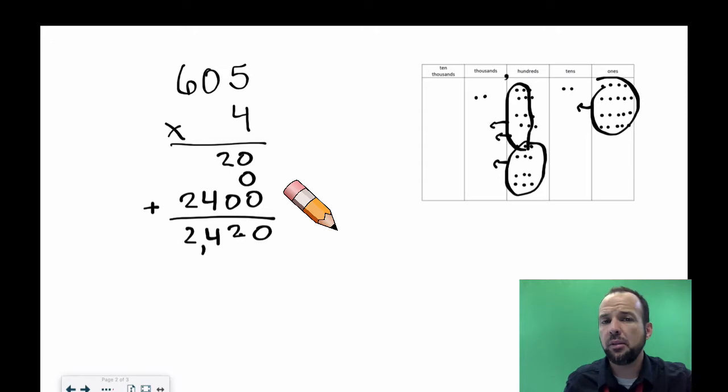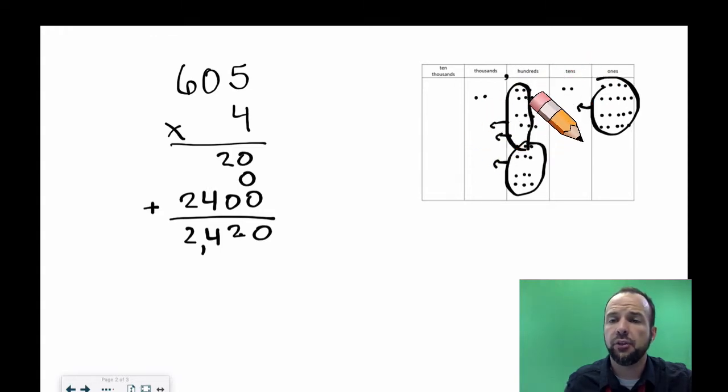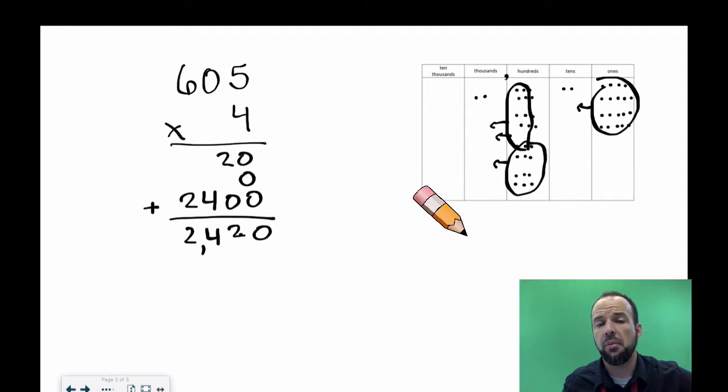So this one is a little bit different because we had to do some regrouping, right? We ended up with too many digits in the place value for each place value. Like our ones, we had 20 of them, so we had to regroup them, make them into tens. And our hundreds, we had too many hundreds, so we had to regroup them and make them thousands.